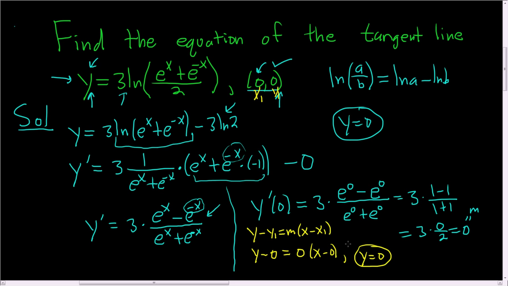So to recap, all you do is rewrite this first, makes it a little bit easier. Take the derivative, plug in 0, that's your slope, and then use this equation here to find the line. I hope that made sense.